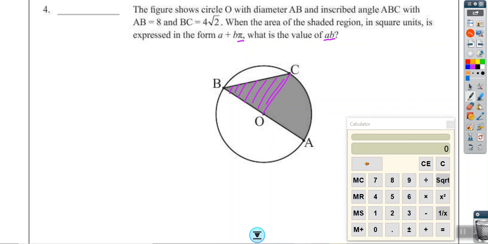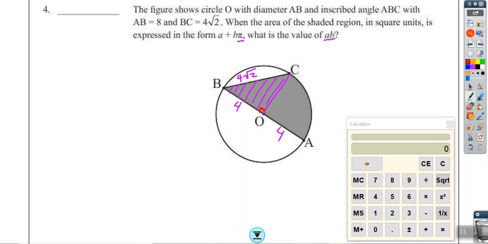So it tells us that AB is 4. Sorry, AB is 8, so that makes the radius 4. And this piece right here is important because that now tells us you have a 45 right triangle. You have an isosceles right triangle. So we know for absolute certain that this meets at a right angle here. And so that's why that piece is important.